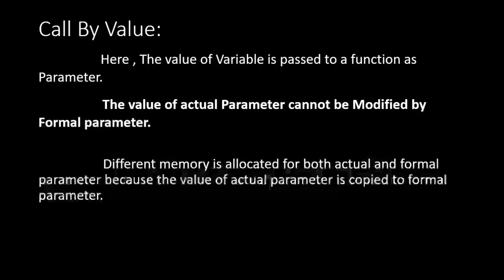Call by value. Here the value of a variable is passed to a function as a parameter. The name itself indicates that we are just calling a value, not a variable or an address. The value of the actual parameter cannot be modified by the formal parameter. This is an important point to know the difference between call by value and call by reference. Different memory is allocated for the actual and formal parameters because the value of the actual parameter is copied to the formal parameter. That's why the actual parameter cannot be modified by the formal parameter.